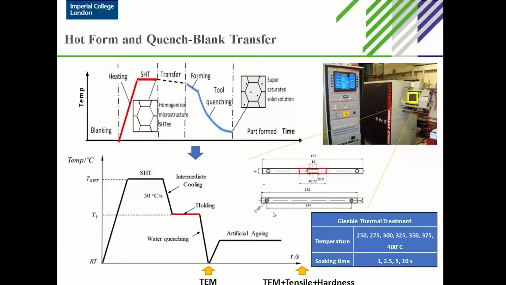So these are the samples that we used. For the tensile test, because we know that for Gleeble we have a temperature distribution in the longitudinal direction, we measured the temperature distribution at different points of the specimen, and finally we machined a very small tensile specimen from the big specimen, which has a uniform temperature distribution, within 5 degrees C. So this is used for building the processing map for the blank transfer stage.